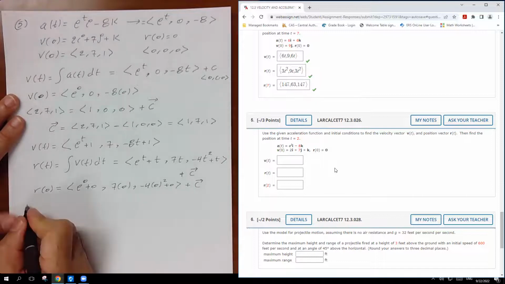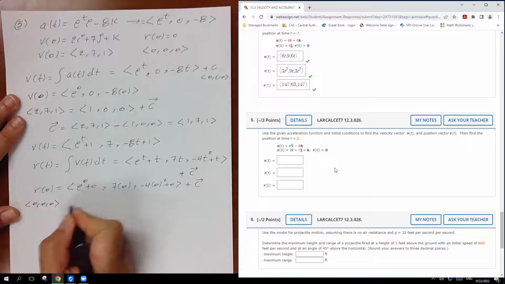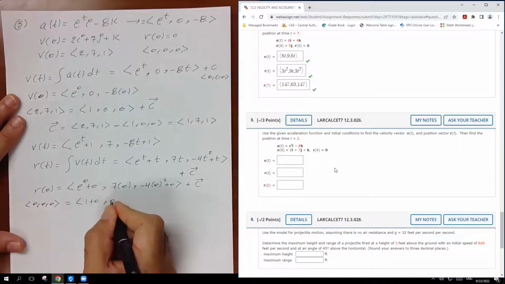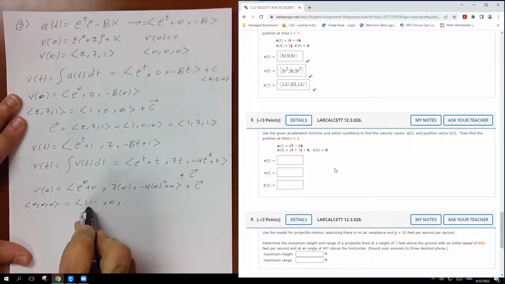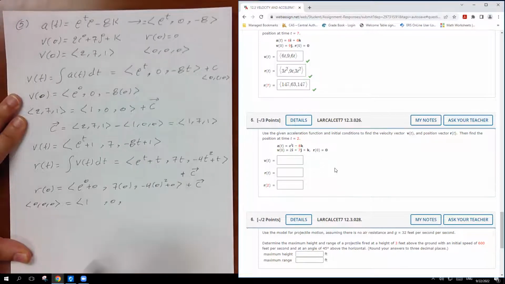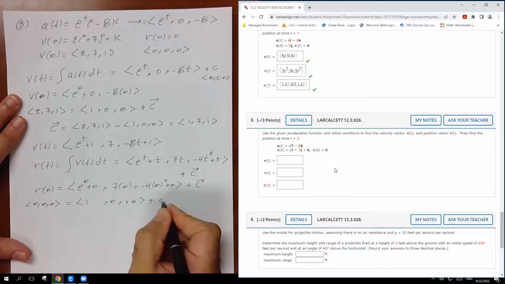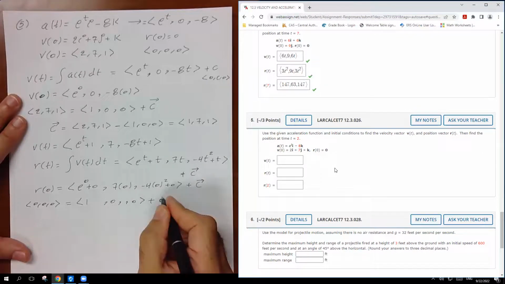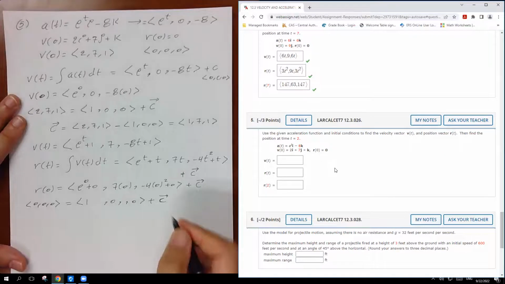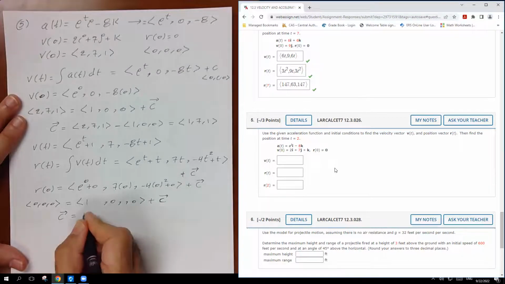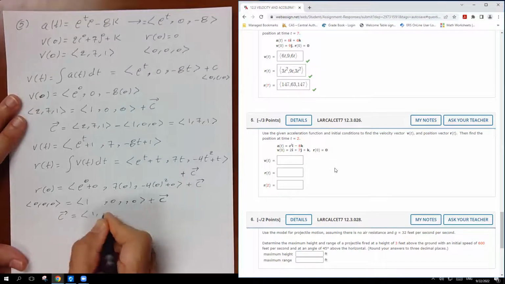So 0, 0, 0 is going to be equal to 1 plus 0 and 0. Let's write down 1 plus 0, just a 0. Don't have to do extra steps. And this one 0 plus c. In this case, c is going to be equal to negative 1 because you're going to move this one to the other side. So the c vector is going to be negative 1, 0, 0.